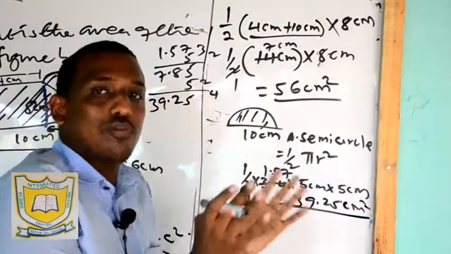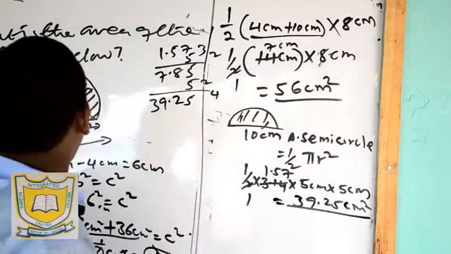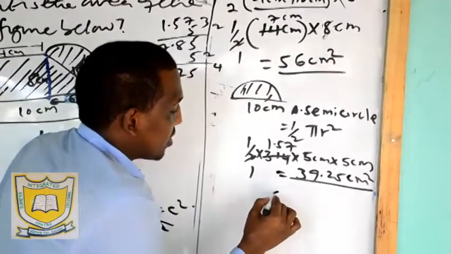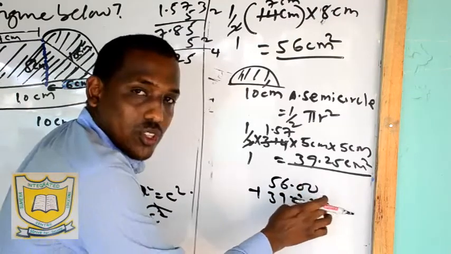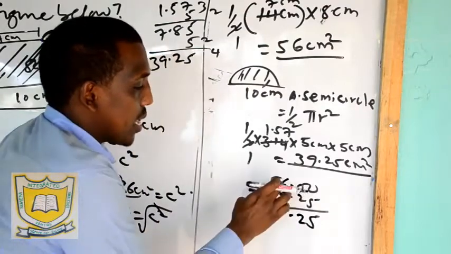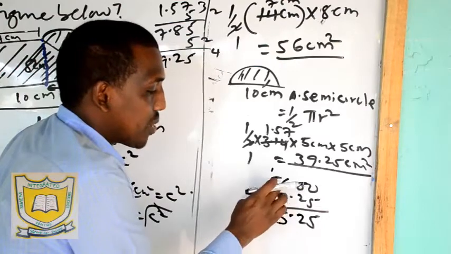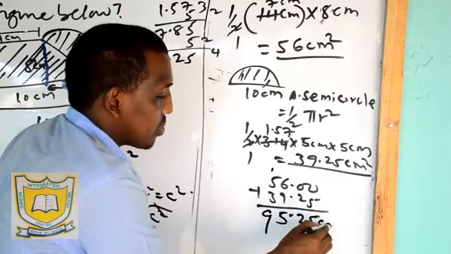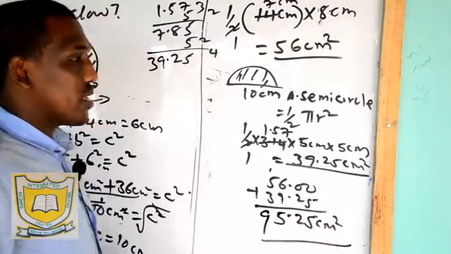What do we do now? Both of them are shaded. We add. But if one would have been unshaded, we subtract. But the two figures are shaded, so we add. So we say 56.00 plus 39.25, that of the semicircle. We add: 5, 2, point. 9 plus 6 is 15, 5 carry 1, 6 plus 3 is 9, centimeter squared, 95.25 centimeter squared. That's how we get the area of that figure.